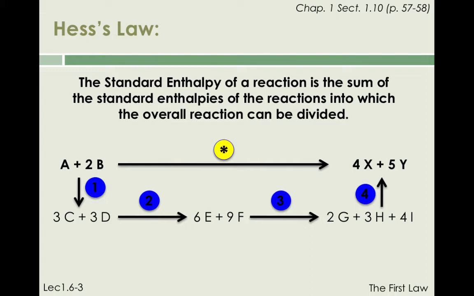Hess's law states that since H is a state function, the change in H between reactants and products through the yellow path is identical to the change in H through the blue path. Hence, delta H for star is equal to the sum of delta H for reaction 1 plus reaction 2 plus reaction 3 plus reaction 4.